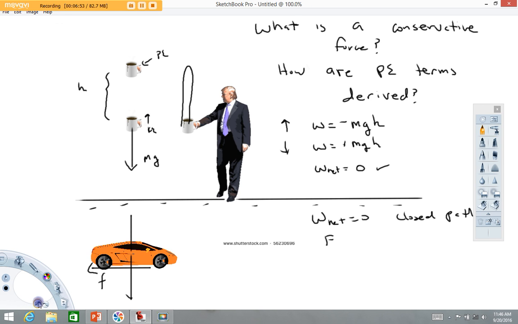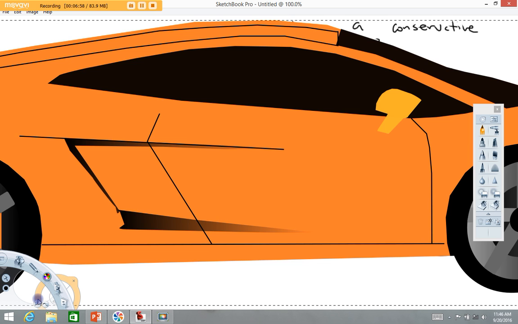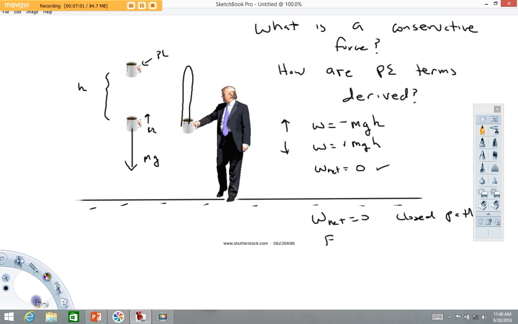Get rid of the stuff I don't need anymore. Gravity is an example of what's called a conservative force. Now, the next question is, what do we do with conservative forces? Well, here's what we do. We derive potential energy terms for them.